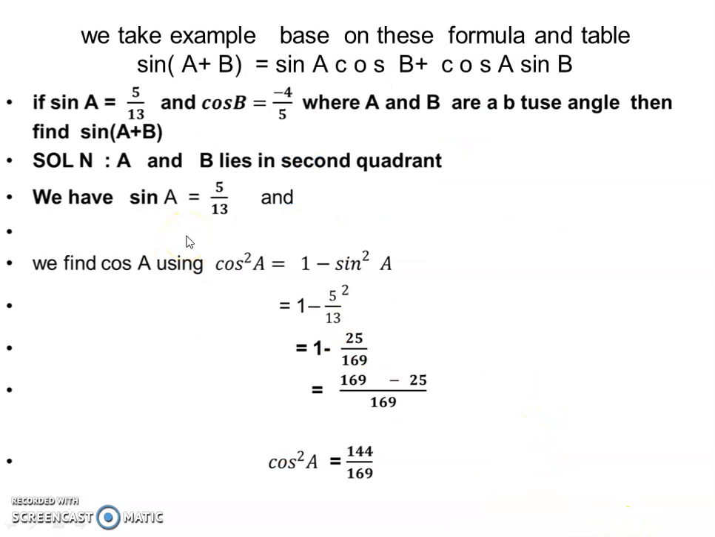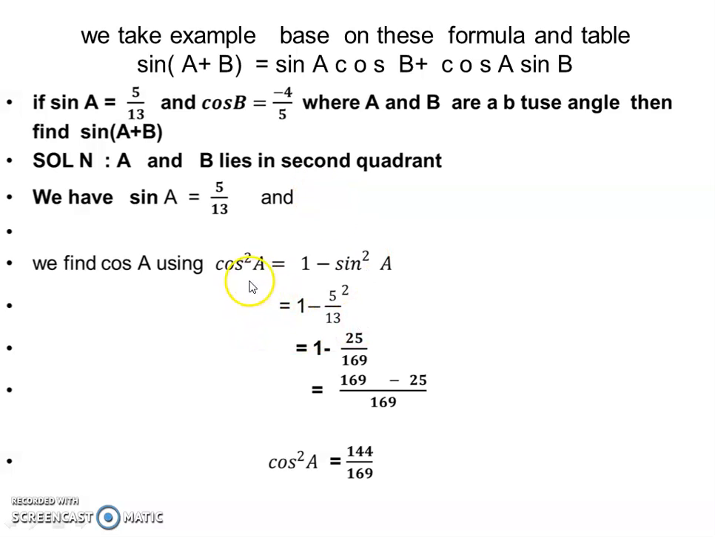We take an example based on this formula, that is sin(A+B) = sin A cos B plus cos A into sin B. If sin A is equal to 5 upon 13 and cos B is equal to minus 4 upon 5, where A and B are obtuse angles, then find sin(A+B). Obtuse angle means it lies in the second quadrant. We have sin A as 5 upon 13, and cos A we have to find, because we must find sin A cos B and cos A sin B, both the sine and cosine of each angle.